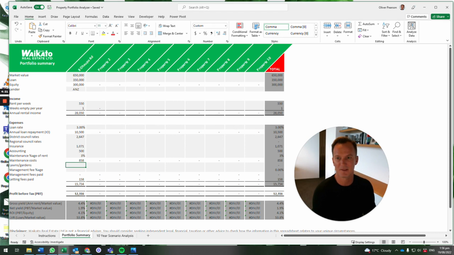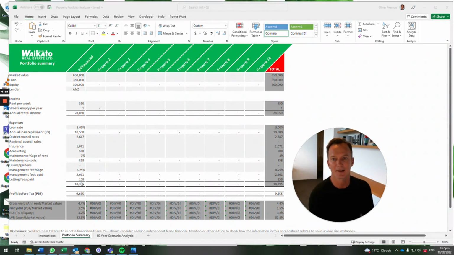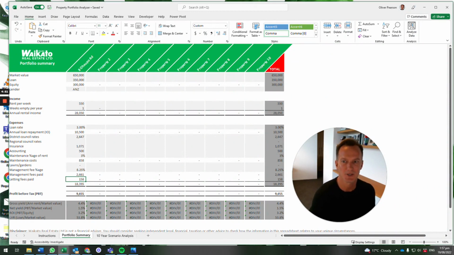Lawns and gardens for this one are up to the tenant, so 0 for that. And we're paying the 8.25% management fee to Waikato Real Estate. Okay, next up is the letting fees. You'll notice this looks pretty small. Obviously, letting fees are 1 week's rent plus GST. They get charged by Waikato Real Estate and pretty much every other property manager out there.